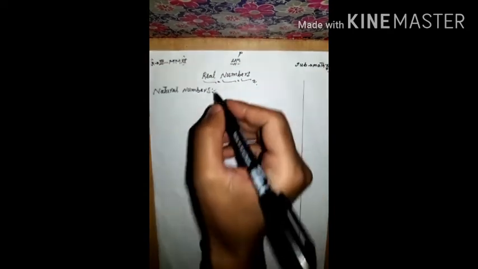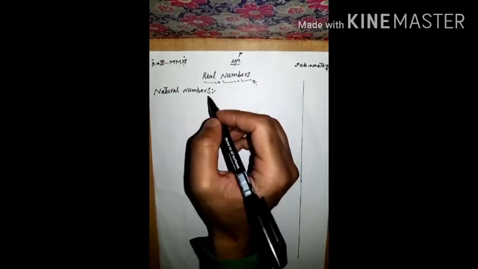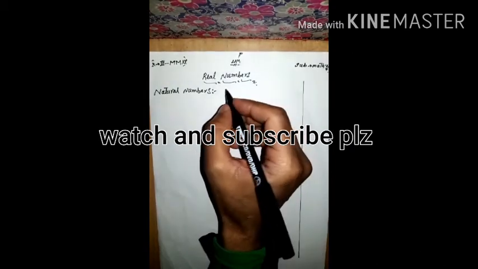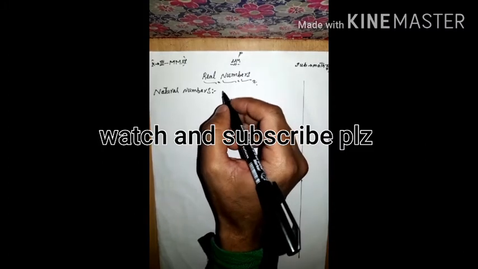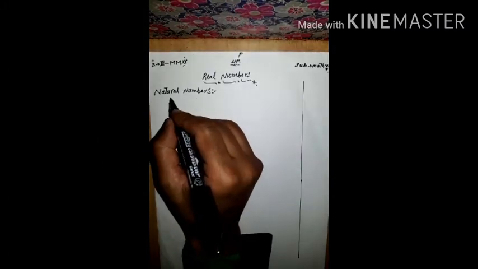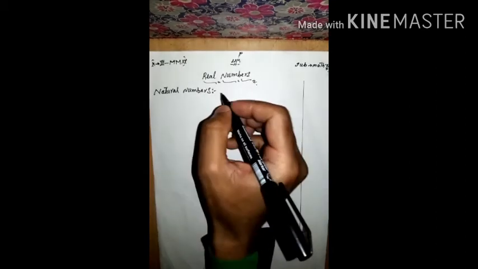Hello guys, today we are going to discuss some terms regarding real numbers. That is the first chapter of mathematics in class 10th. Hope you will understand. First definition is natural numbers.